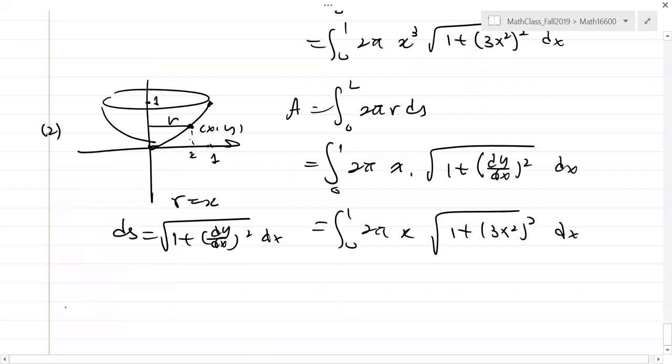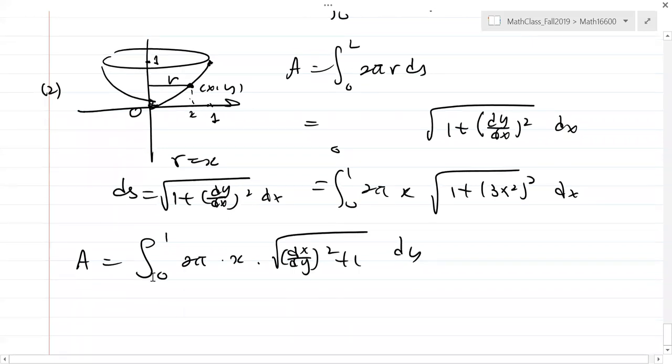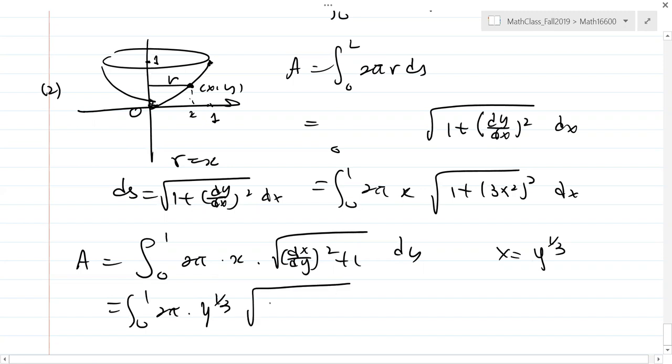But if we have to use the y variable for this problem, then I have to determine the y values, between 0 and 1. So the area is going to be the integral from 0 to 1 of 2 pi R times the square root of dx over dy squared plus 1, dy. It's the same, but x is not y, so I have to change to the y variable. And so x is going to be y to the 1/3. Then you put everything in: y to the 1/3, and differentiate y to the 1/3, which gives 1/3 y to the negative 2/3, squared, plus 1, dy.